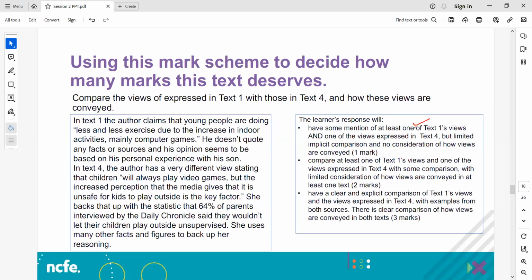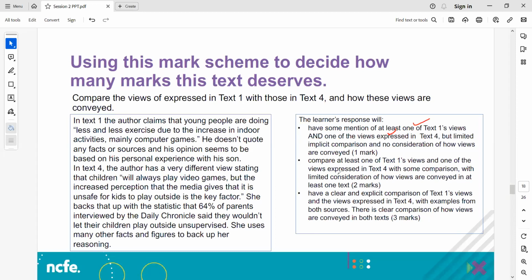And one of the views expressed in text 4. So have we got a view from text 4 as well? Yes. And because they've been clearly named in text 1 and text 4, it's easy to identify that. But limited and implicit comparison and no consideration of how views are conveyed. Well, we have got that, so we can definitely give them 1 mark. Let's move on to 2 marks.